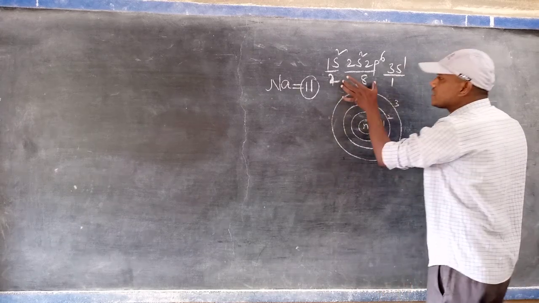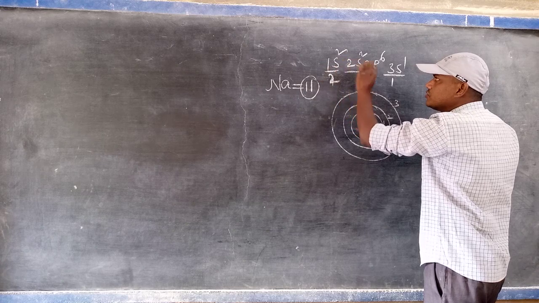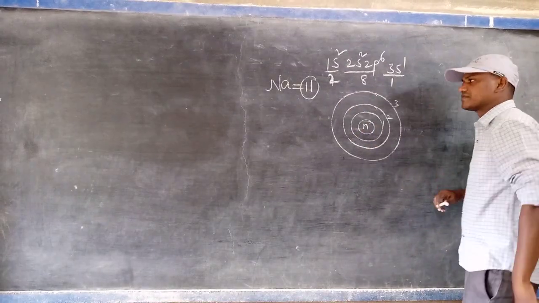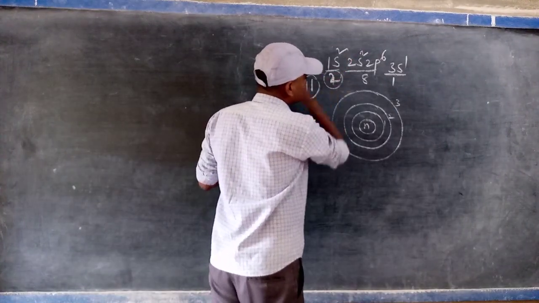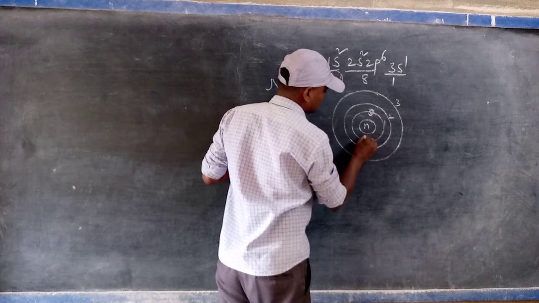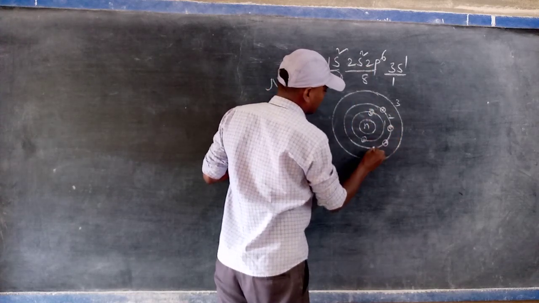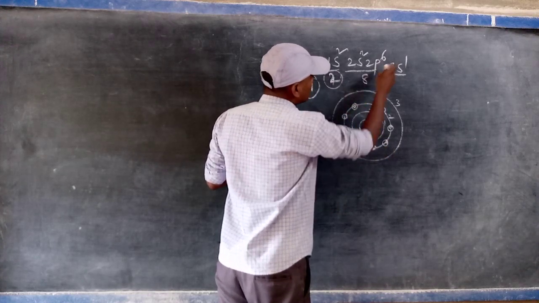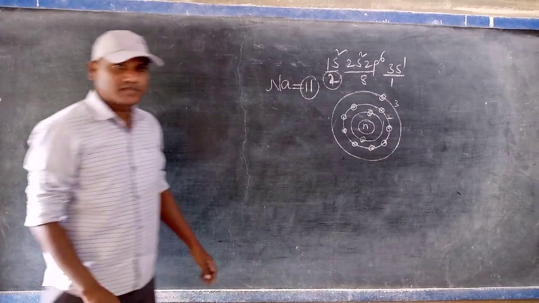Now what is the meaning of this? 1 represents the first orbit, 2 represents the second orbit, 3 represents the third orbit. So in the first orbit, how many electrons are there? 2. In the second orbit, totally 8. In the last orbit, 1. You know that.